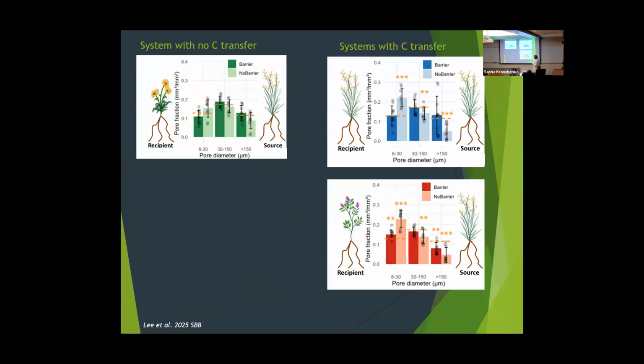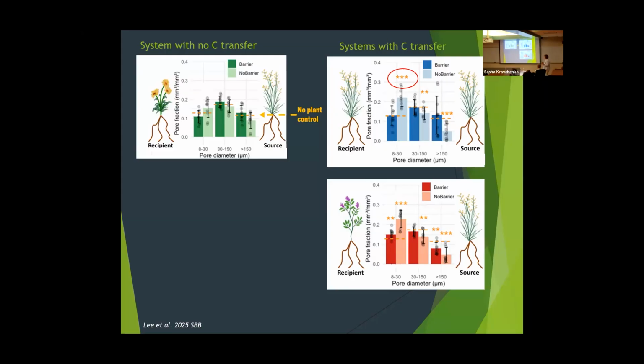So what you see here are the volumes of fractions of pores of these different size groups in 3 of the systems with those 3 neighbors, and dark colors represent this barrier when there was only fungi contact, and light is where there was direct root contact possible. And the orange line is again the one that marks no plant control.